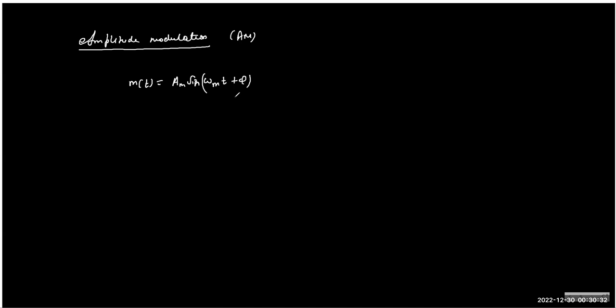So this is the message signal. You can have any signal you want, or you can keep it simple; you can remove the phase also. This is a simple message signal. But this cannot be transmitted because it is a very small frequency. So this is a small frequency message signal. But we always have the carrier.